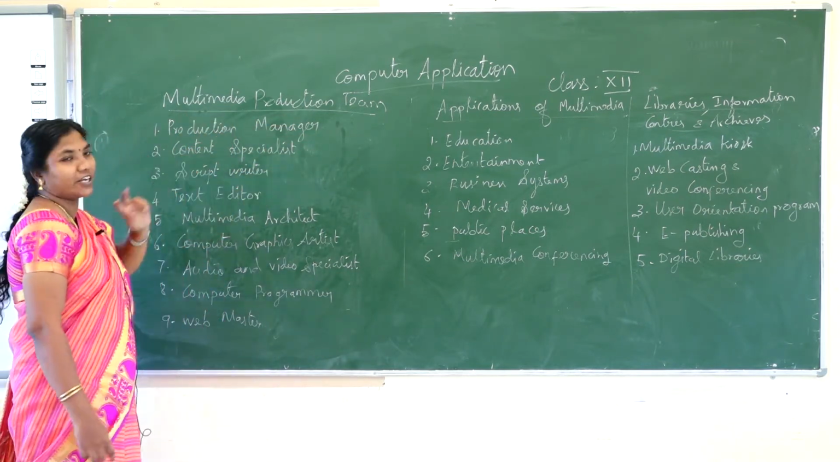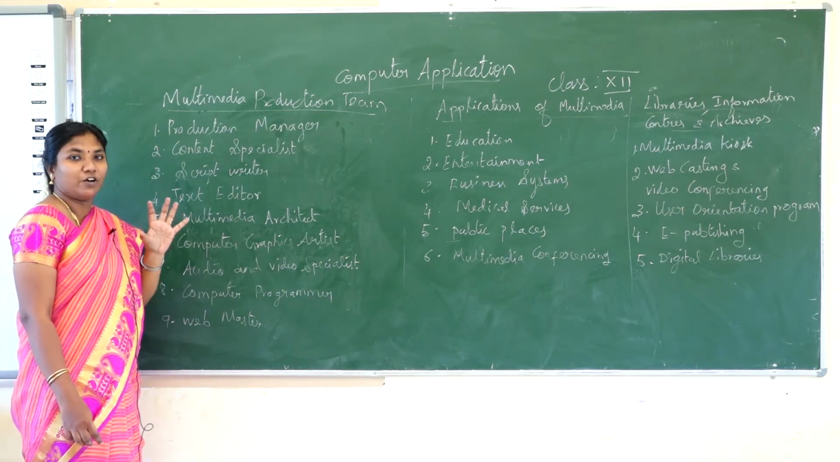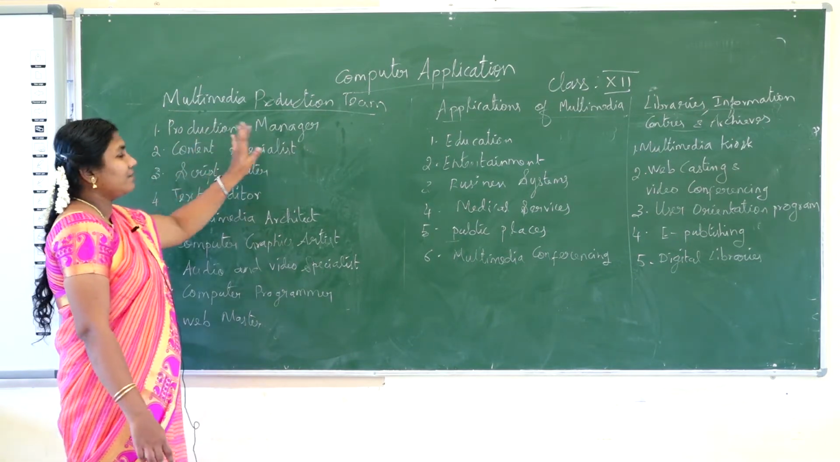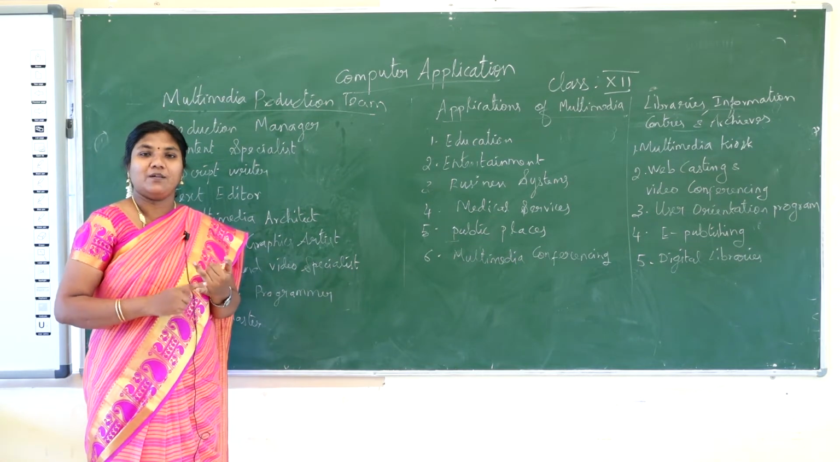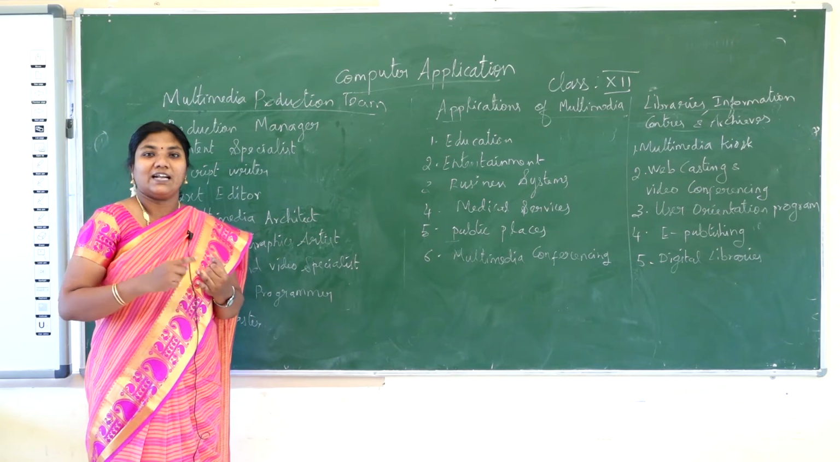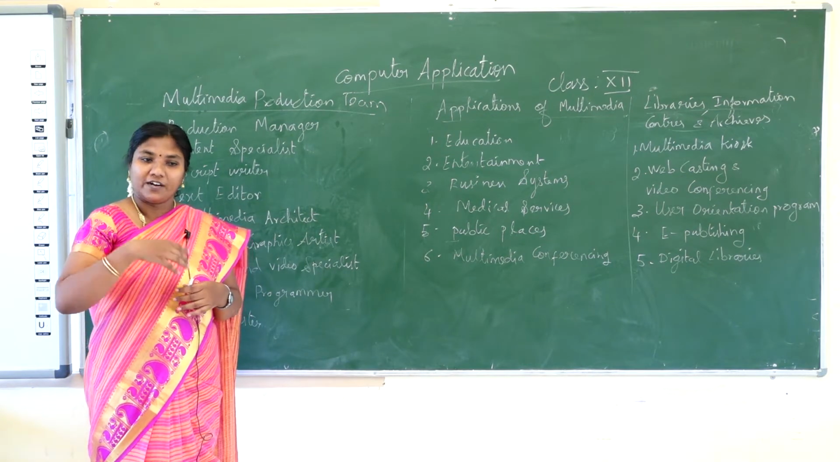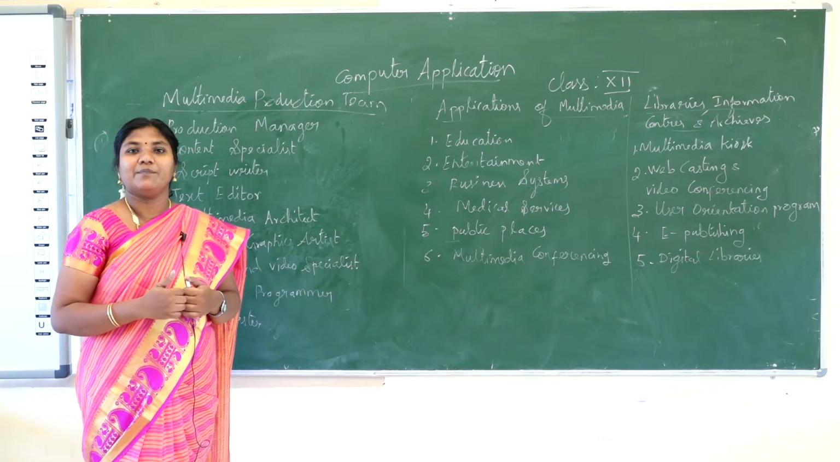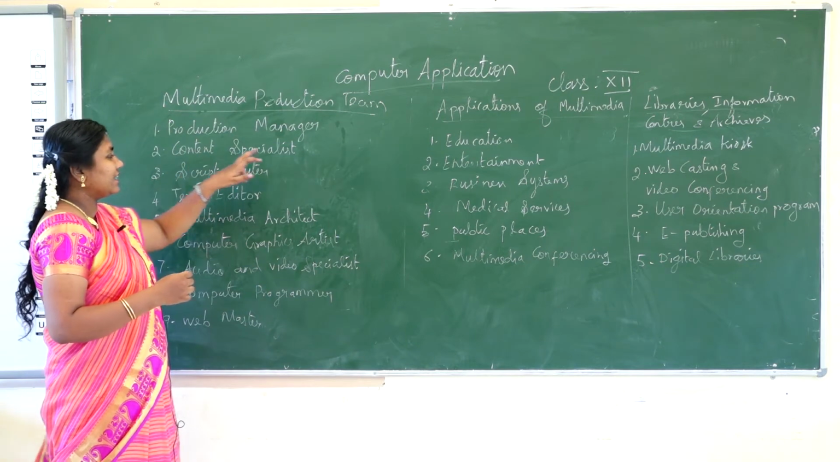The first one is the production manager. He is the head of the project. He must have the qualities of communication skill, budgeting, and performance, and he must be a good leader to coordinate everyone. At the same time, he has to be able to get the work from everyone.